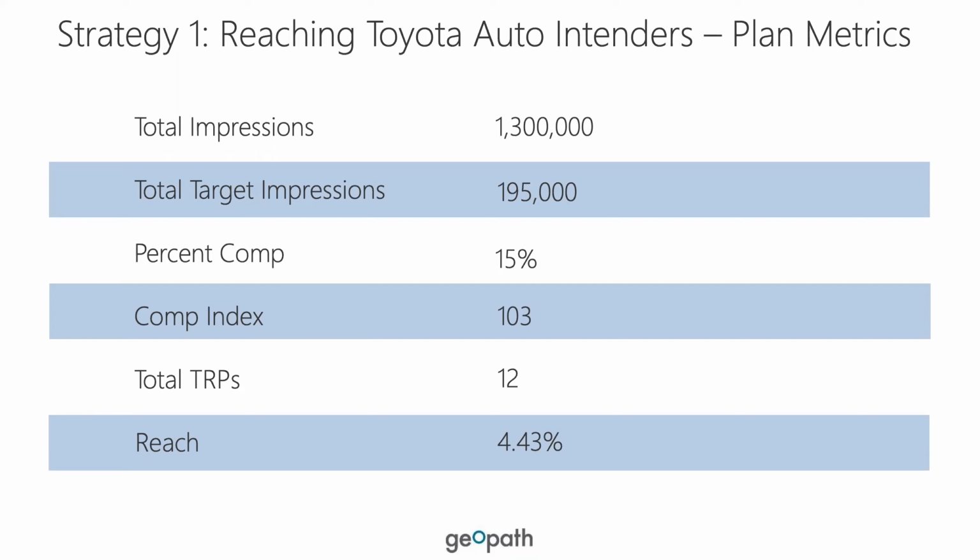But we are always quick to point out the additional metrics that we can measure the plan by as well, and that comes with the different percent comps, comp indexes, TRPs, and so on and so forth. So we like to inform the clients that impressions are not the only thing we can measure, even though they're important, but we also have these additional ones that we can reach for as well. Cool. All right, cool.